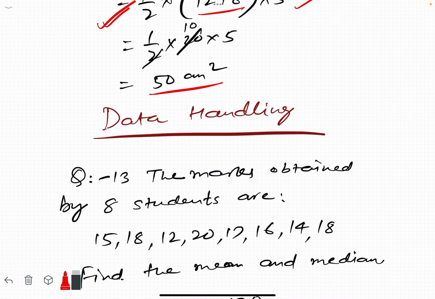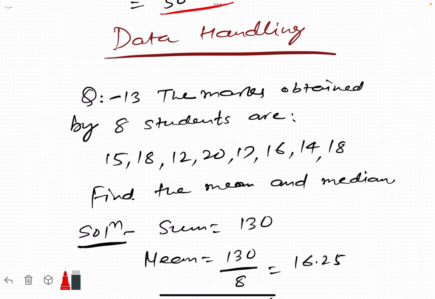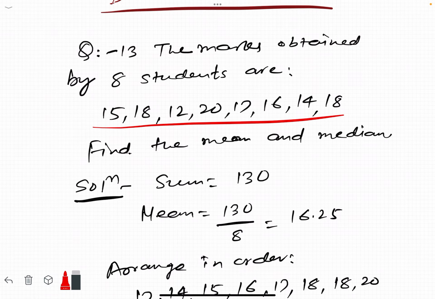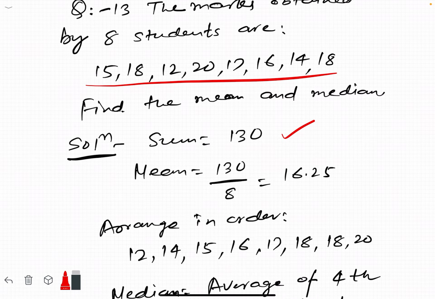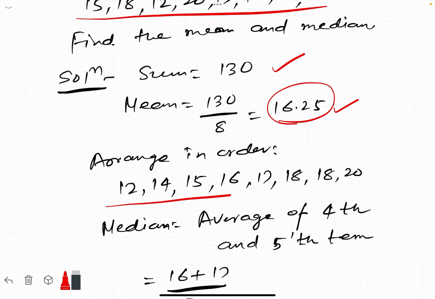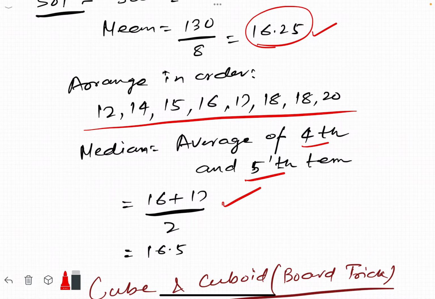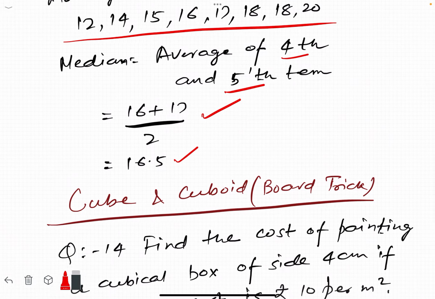Now we come to question number 13, which is from data handling. The marks obtained by 8 students are this. Find the mean and median. Sum is equal to 130, mean is equal to 130 by 8, that is 16.25. Arrange in order, this becomes, so median is equal to average of 4th and 5th term, that will be 16 plus 17 by 2, that is 16.5.